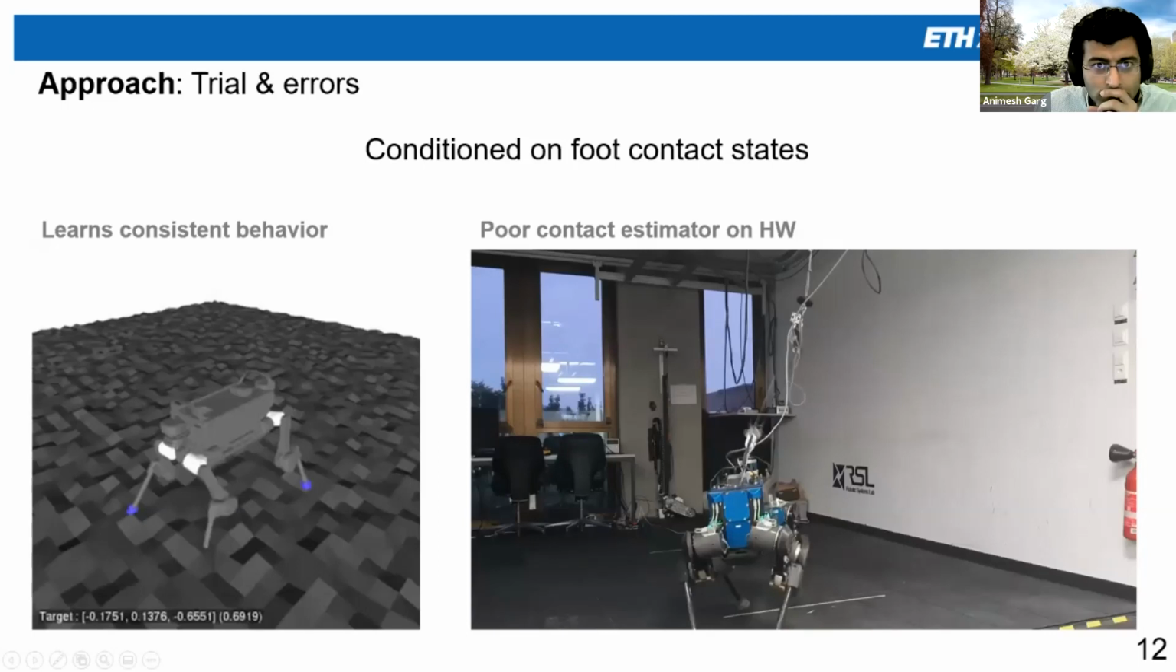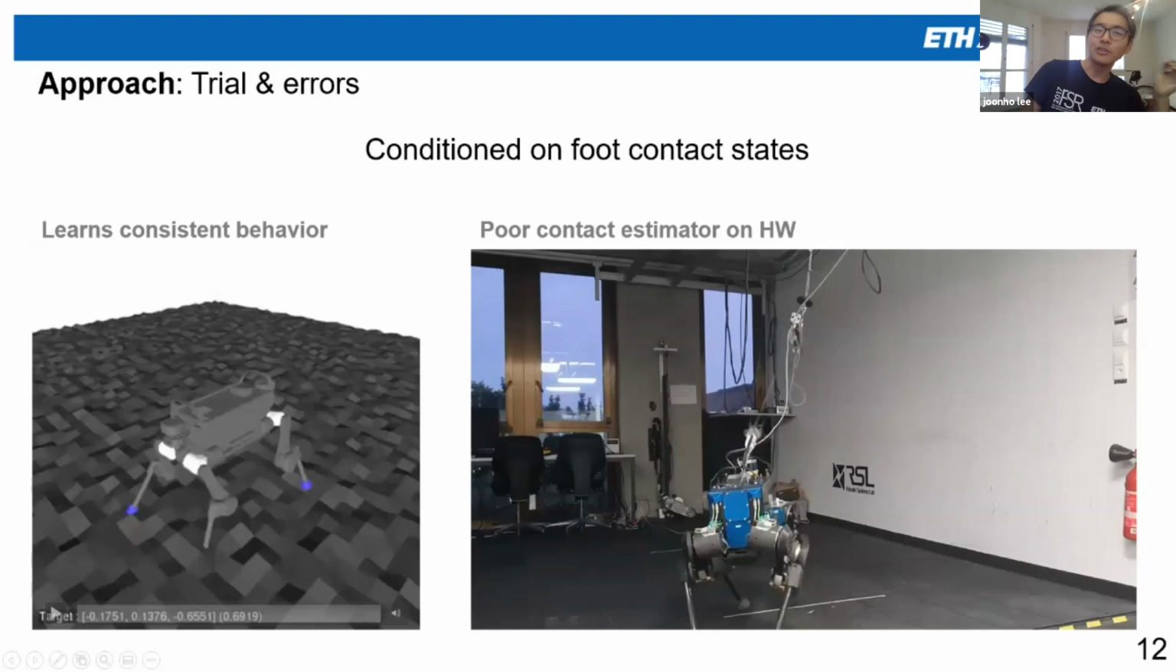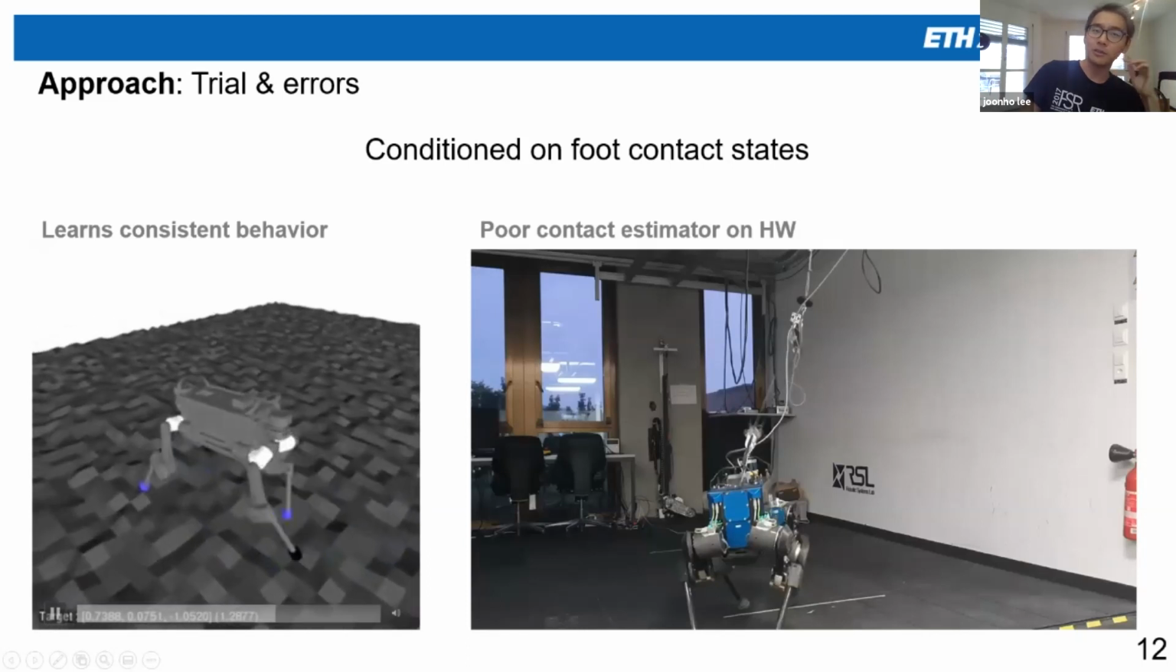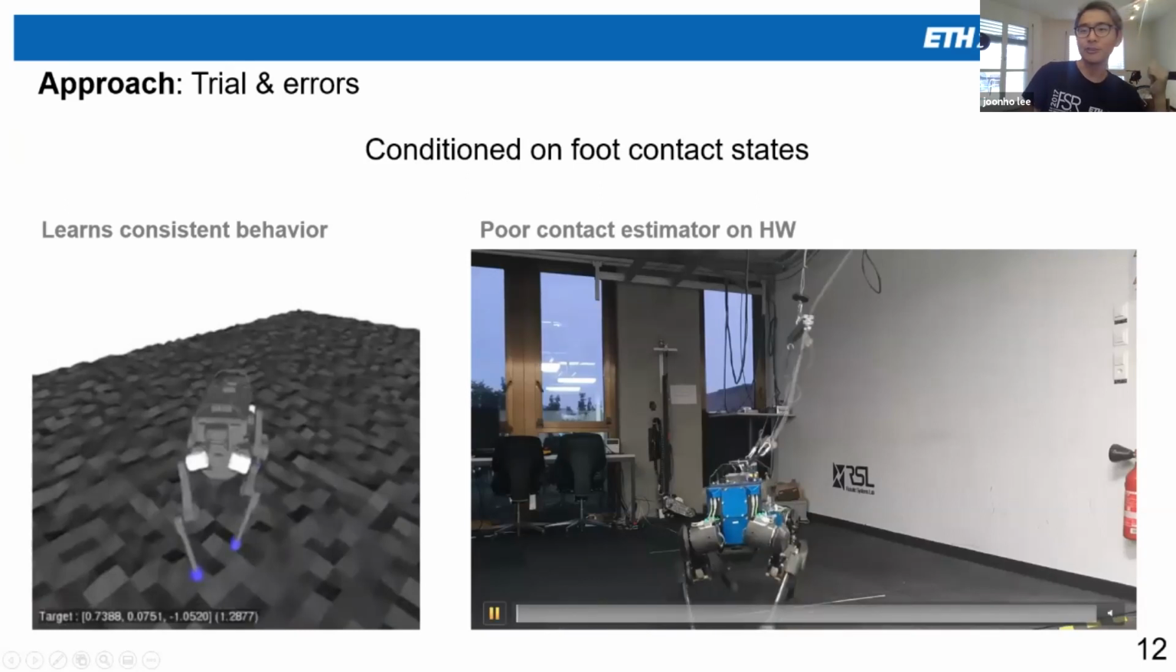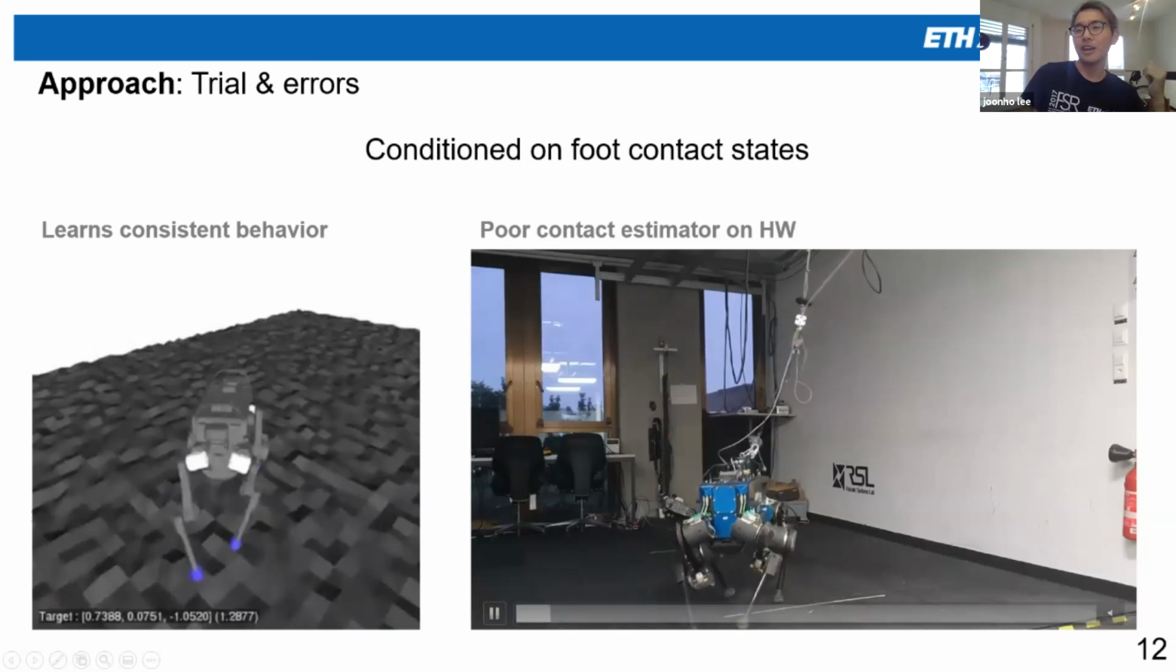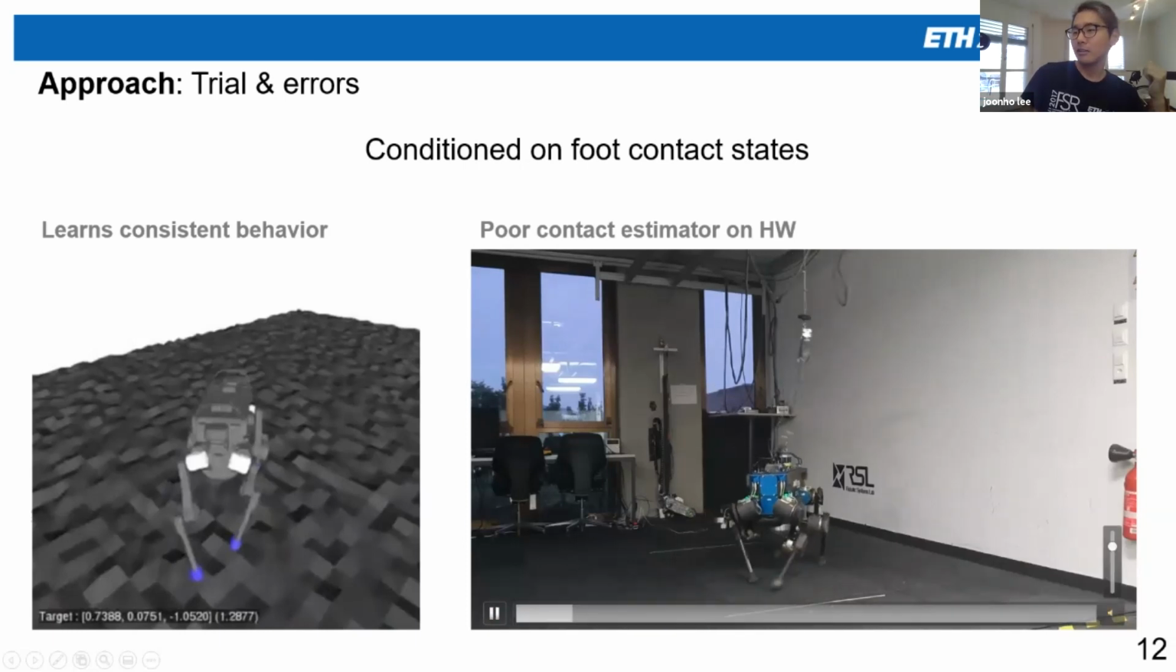So if we add these context states to the observation and let it train, the behavior is actually much more consistent, and it looks like walking, right? It gets much better. But the problem is if you run it on the real system, you can see that the robot shakes a lot, right? Can you hear that? It makes a very unhealthy noise.